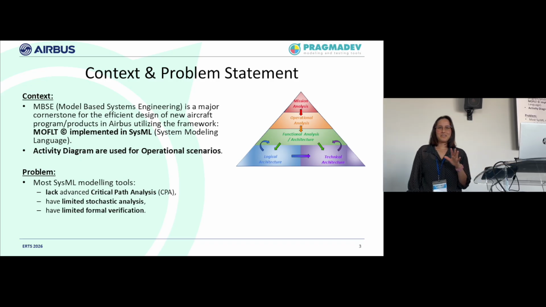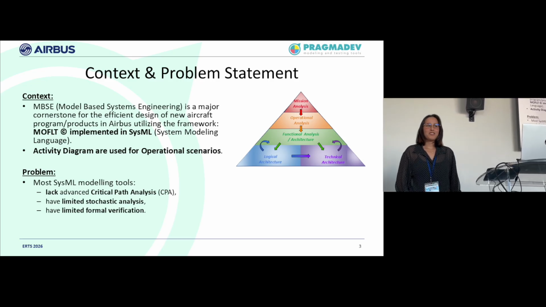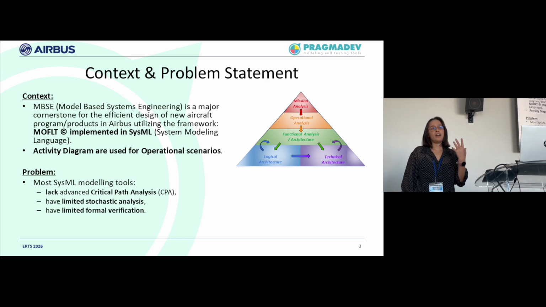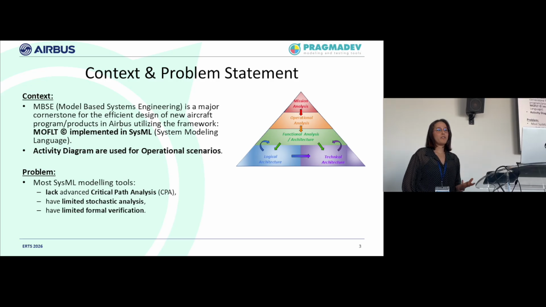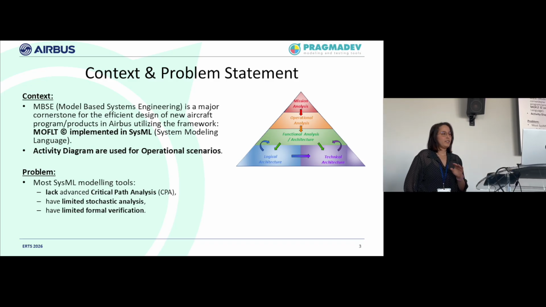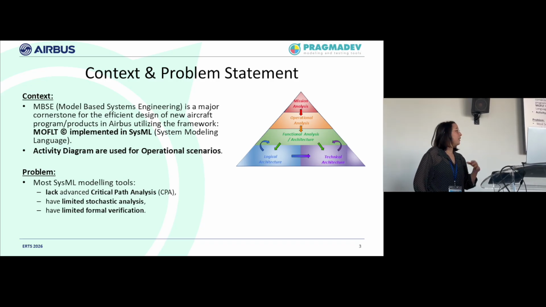To give you a context of model-based system engineering within Airbus, MBSE is a major cornerstone. This is something that we highly use in the definition and development of new products within Airbus. We use a specific framework developed internally called MOFLT. It is mission, operation, functional, logical, technical. This framework helps us identify and model the whole aircraft from mission to the physical architecture of the aircraft. So we try to have this traceability from mission, operation, until the architecture within the same environment.